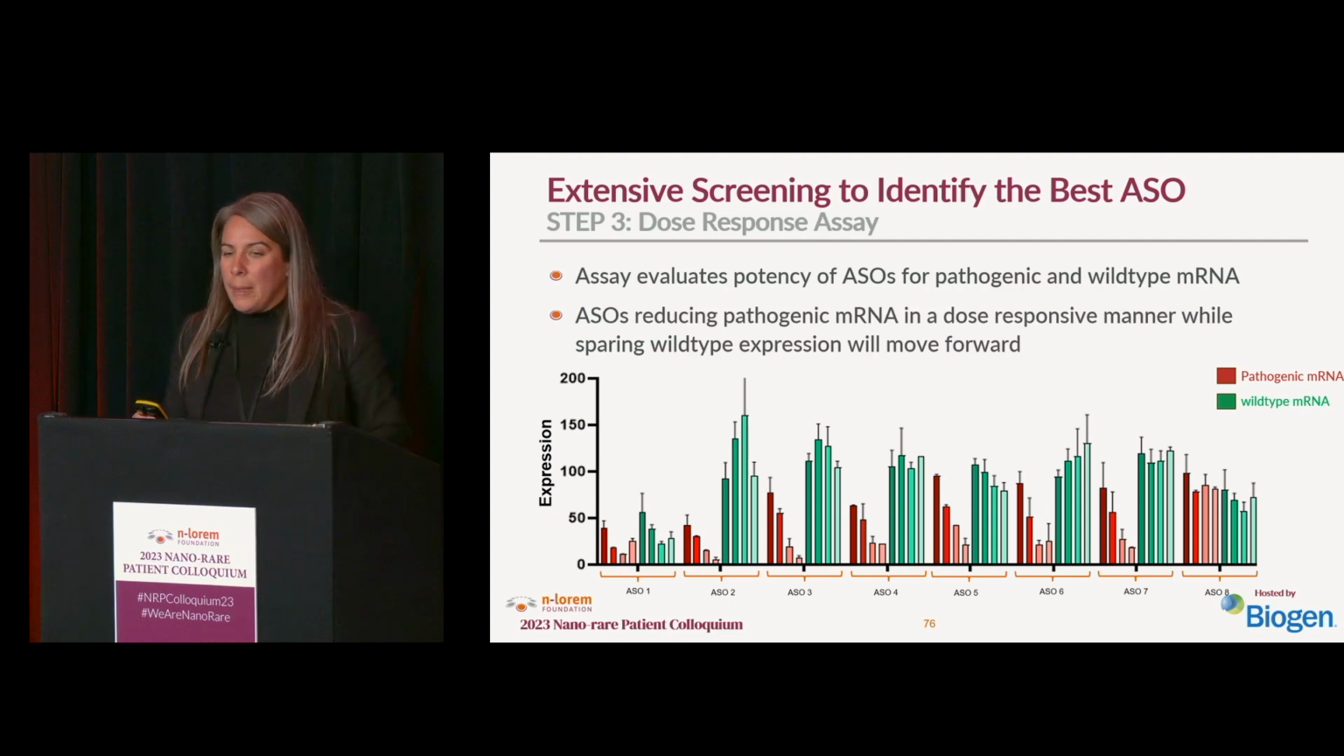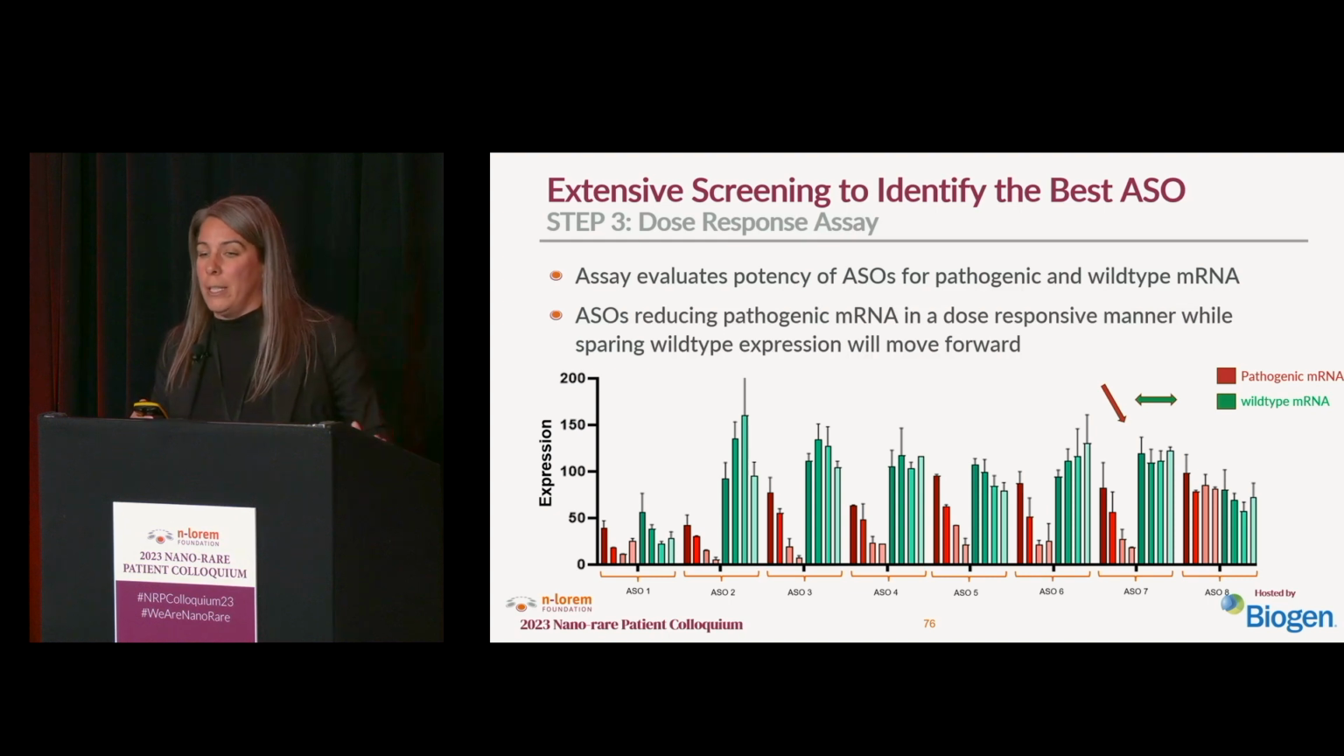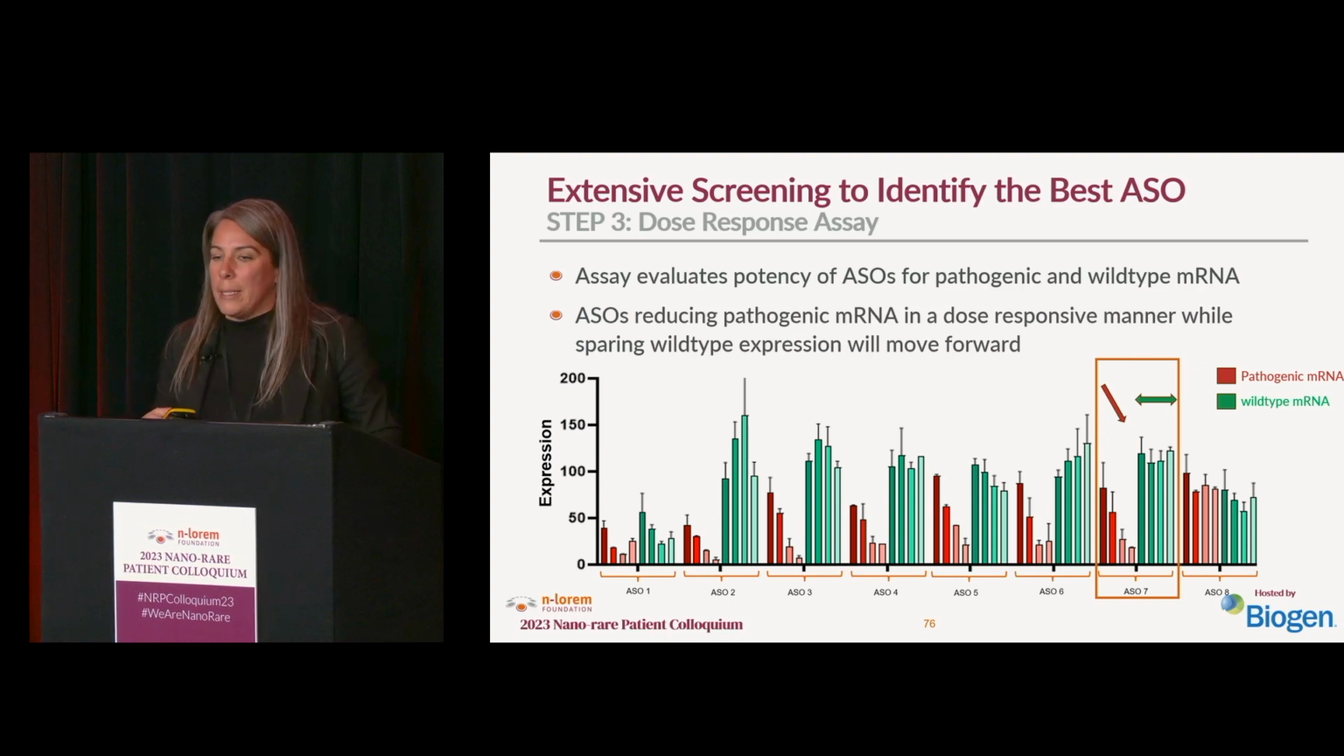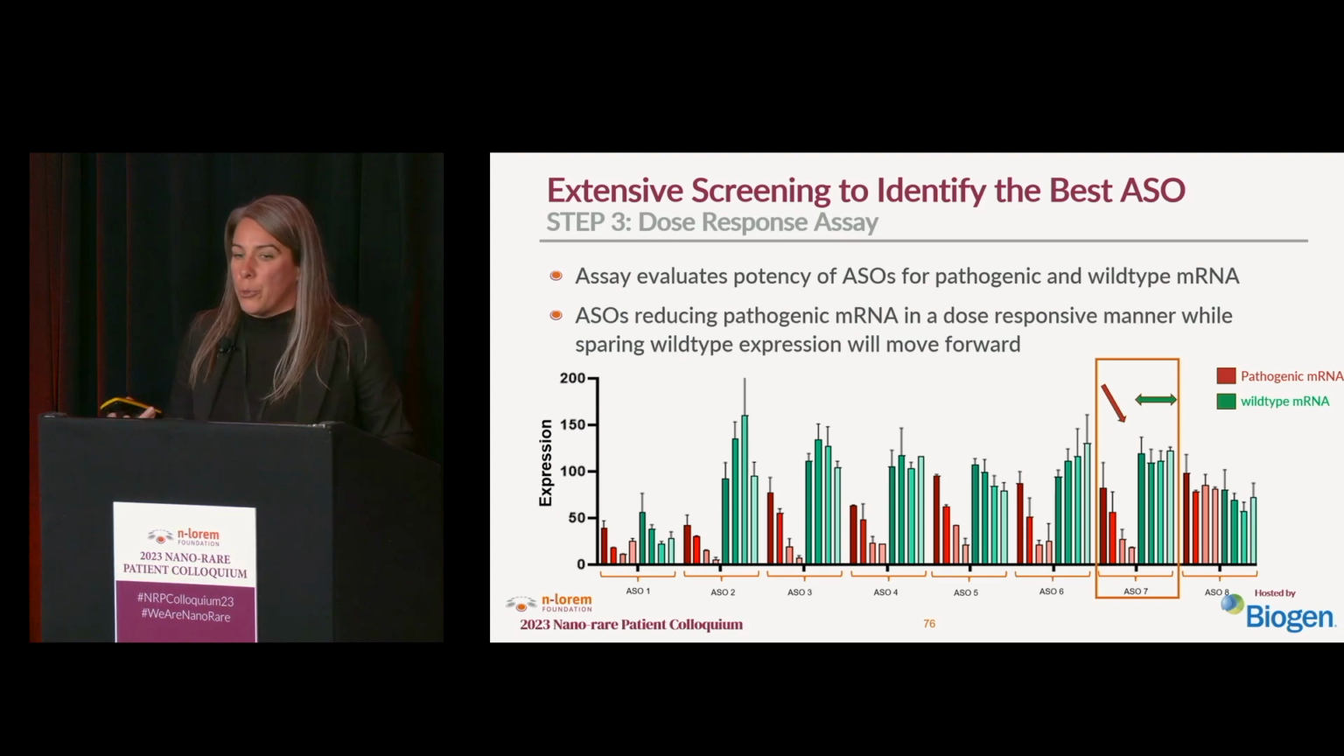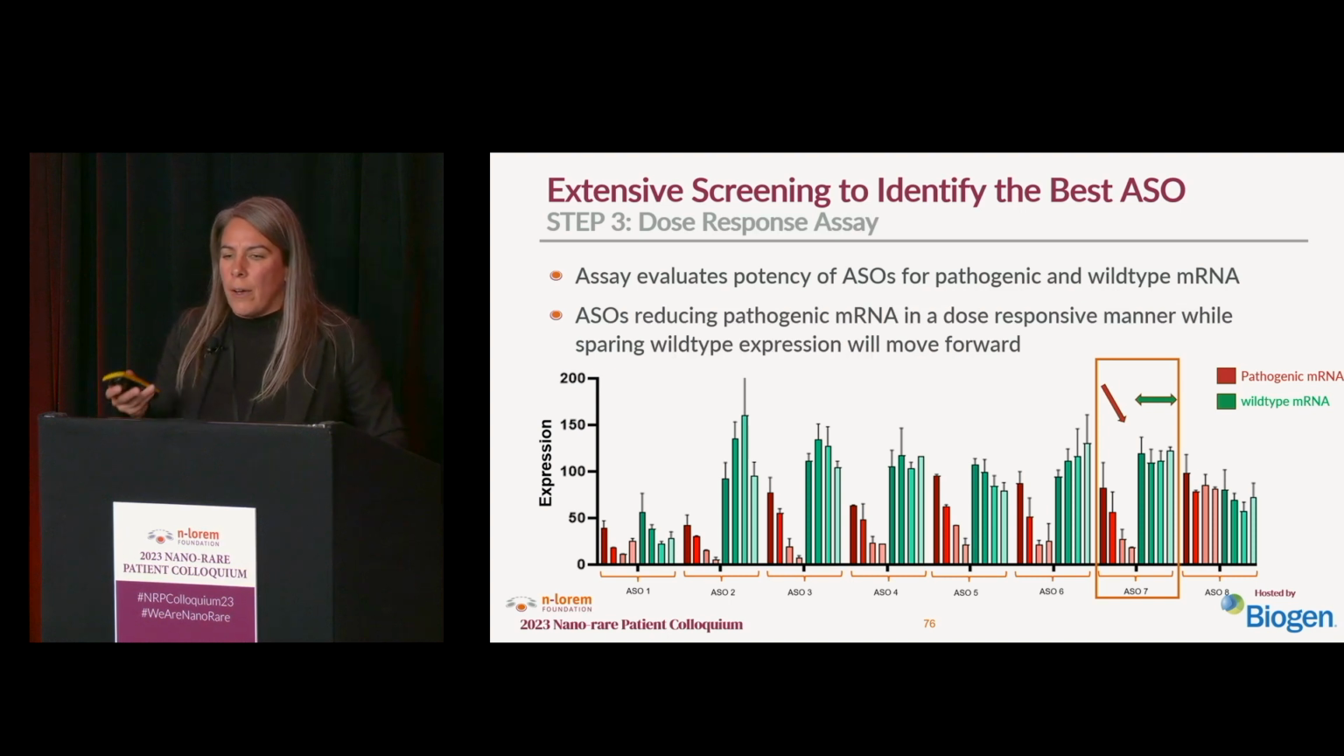And so in this example here, really what we're looking for is, as I mentioned, a reduction of the pathogenic and a maintenance of the signal for the wild-type expression. And so, for example, this ASO number 7 here, we would move it forward to the next step. We would probably also move ASO number 3 forward, and maybe even ASO number 6. Not 6, 5, because the effect on the wild-type expression is not significant compared to the pathogenic mRNA.